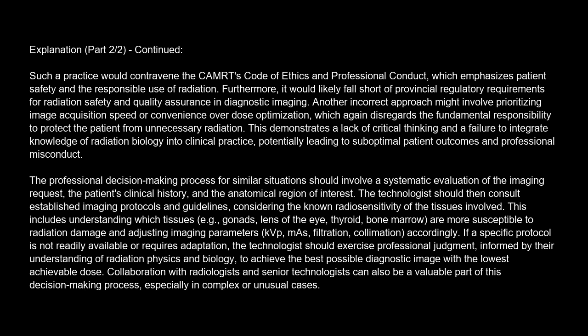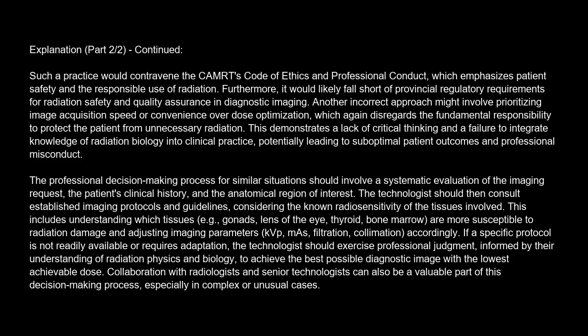The professional decision-making process for similar situations should involve a systematic evaluation of the imaging request, the patient's clinical history, and the anatomical region of interest. The technologist should then consult established imaging protocols and guidelines, considering the known radiosensitivity of the tissues involved. This includes understanding which tissues, e.g., gonads, lens of the eye, thyroid, bone marrow, are more susceptible to radiation damage and adjusting imaging parameters, kVp, filtration, collimation accordingly.